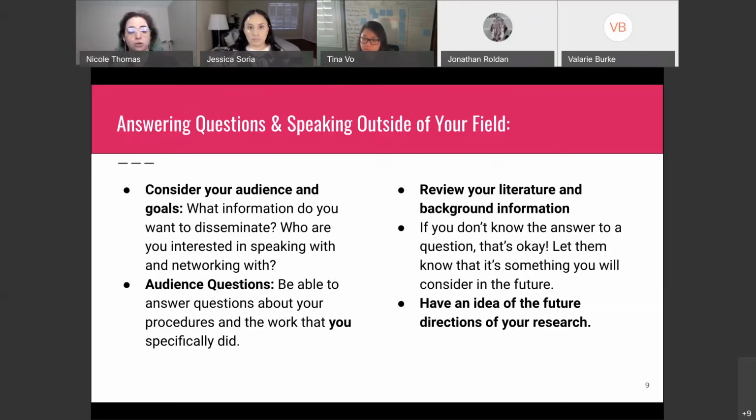So know your own procedures, know the work that you specifically did. Because if it's on your poster, people are going to assume that you know what it is. So just being able to know more of your background, your literature, things like that as well. And then being able to walk people through your process as well is really important.